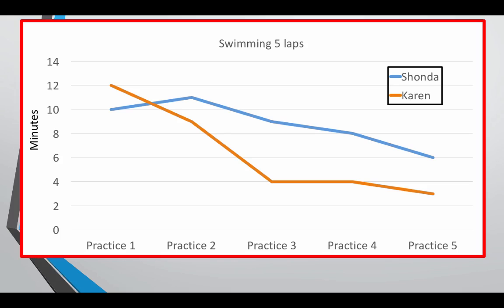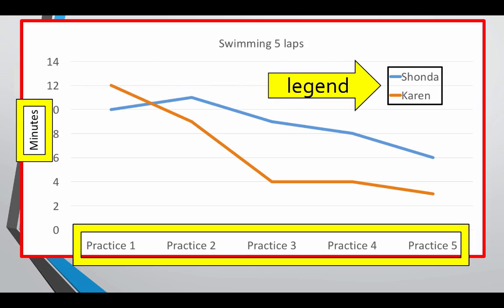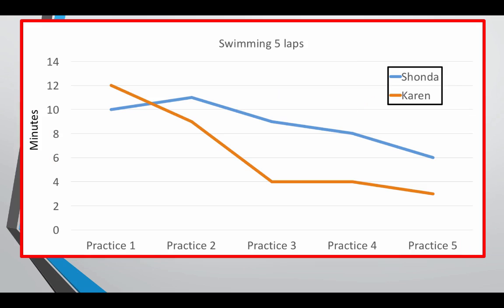Here is a study that is comparing two women who are training themselves to swim 5 laps. On the x-axis, we see practice numbers. On the y-axis, we see minutes. The study is about seeing how much time each woman takes to swim 5 laps over 5 practice sessions. There is a box here that has line colors and the name of the two women. This box is called a legend, and it is usually telling you which line represents which data set. Here, the blue line represents Shonda, and the orange line represents Karen.